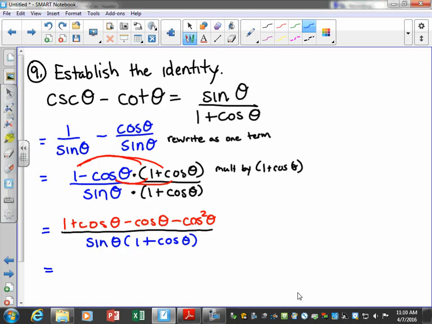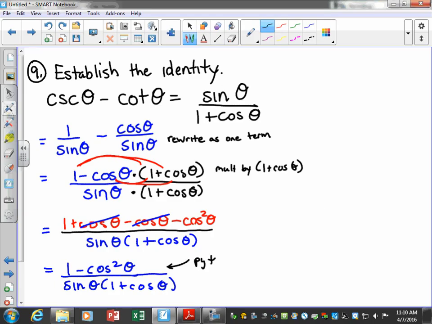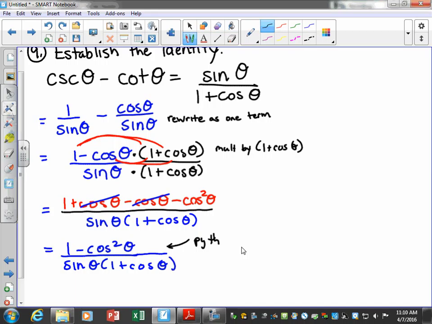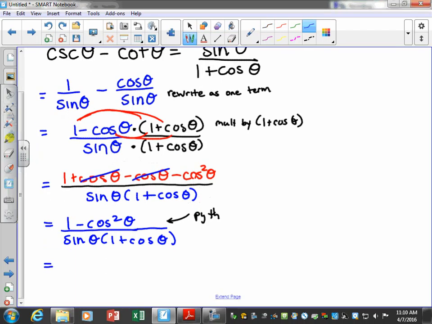Now let's simplify the numerator. This cosine theta minus cosine theta is gone, and I'm left with 1 minus cosine squared theta. Well, what will that give us? 1 minus cosine squared theta. I'm just going to write the extra step so I can put a note by it. And what is this? Pythagorean. Okay, which would give us sine squared theta. Good. Sine squared theta over sine of theta times 1 plus cosine of theta.